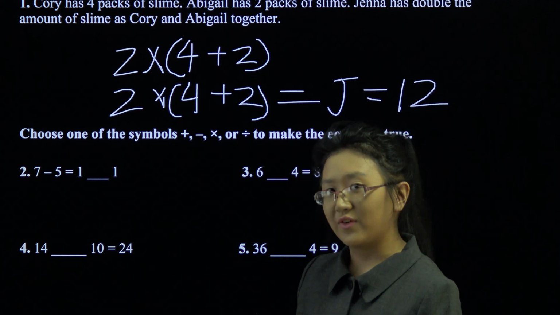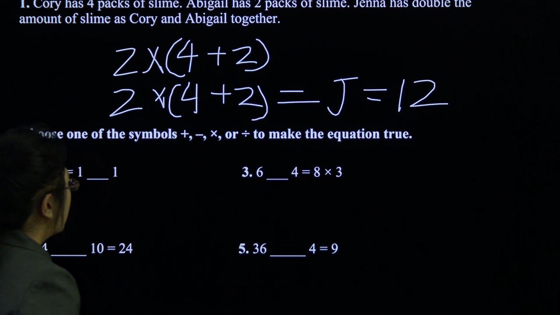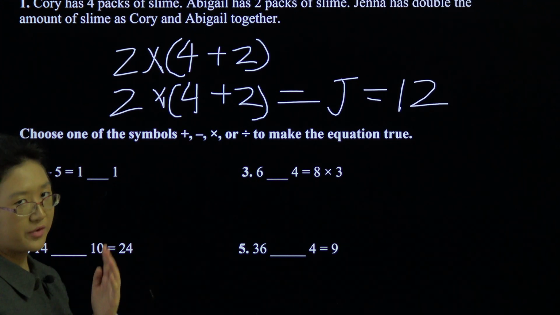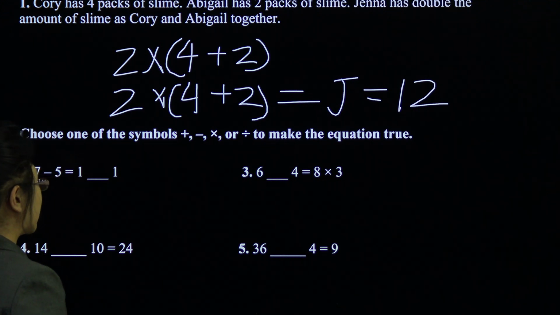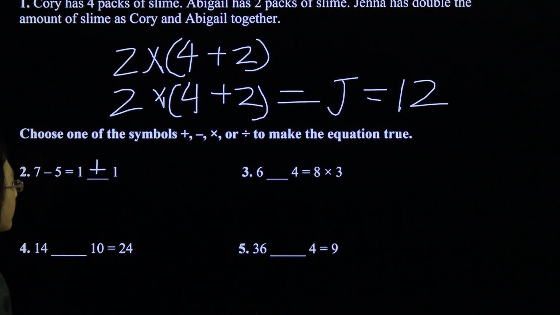Now what is 7 minus 5? 7 minus 5 is 2. Now 1 _ 1. How could we change that into 2? We can't do subtraction or division or multiplication because that's 0, 1, and 1. But 1 plus 1 equals 2. Yay!